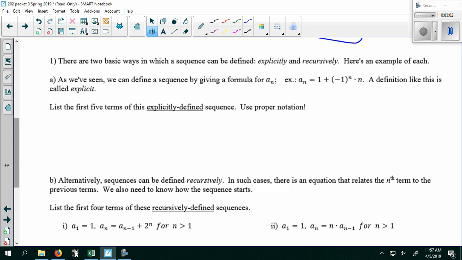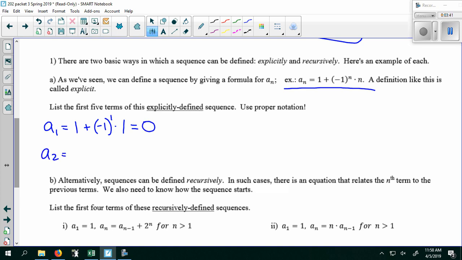There are two basic ways a sequence can be defined, explicitly and recursively. So here is an example of an explicitly defined sequence. So I want to list the first 5 terms of this sequence. So a sub 1, I'm going to replace all the n's with 1s. So I have 1 plus negative 1 to the 1 times 1. So negative 1 to the first is negative 1. Negative 1 times 1 is negative 1. 1 plus negative 1 is 0.